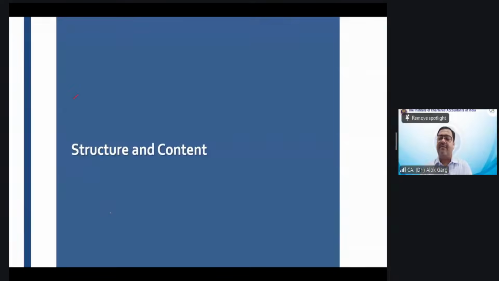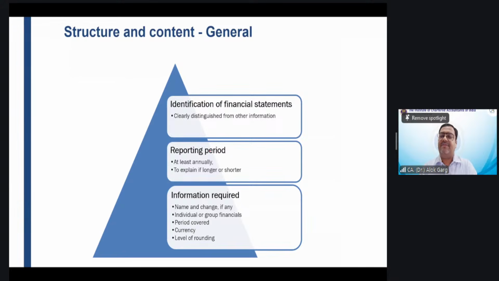Now, after the components of the financial statement, balance sheet, P&L, statement of changes in equity, statement of cash flow, notes to accounts, comparative information, third balance sheet, and after covering the general features of the financial statement, we are getting into the structure and content of the financial statement. See, this Ind AS 1 is a very meticulous standard. It's a very, very detailed standard.